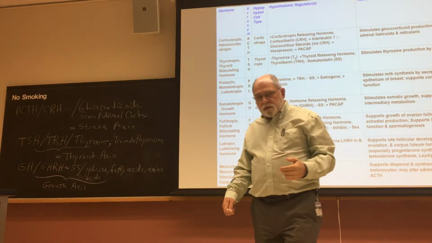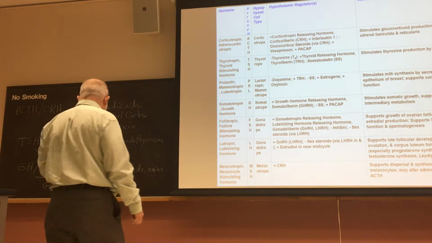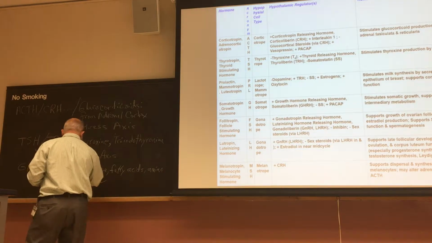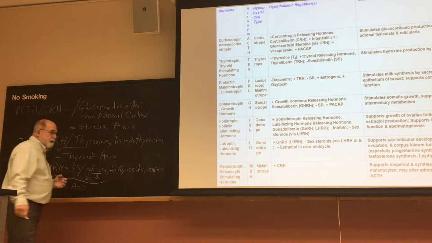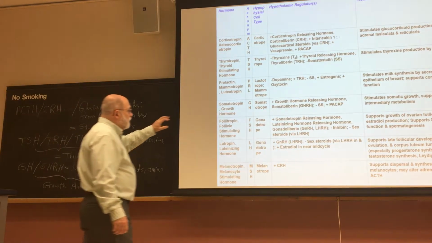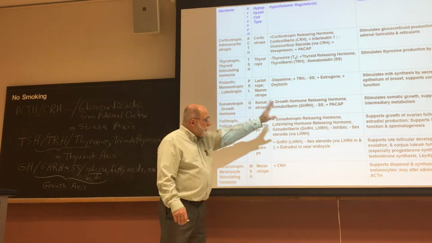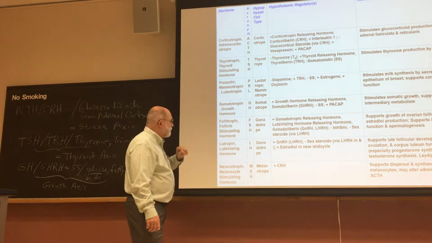There's a lot of control of what goes on in the liver, and part of that has to do with production and release of glucose and use of amino acids. So growth hormone axis is intermediary metabolism and growth.